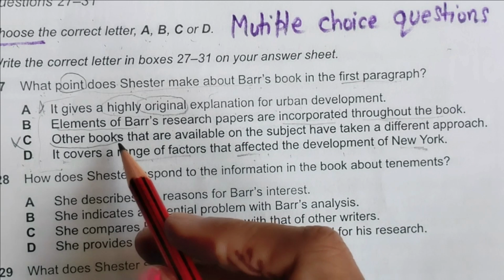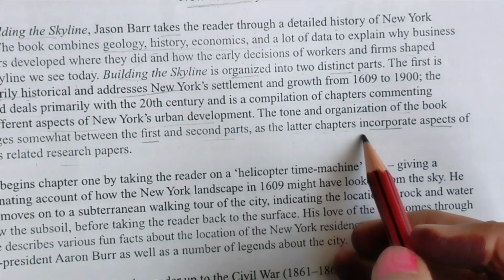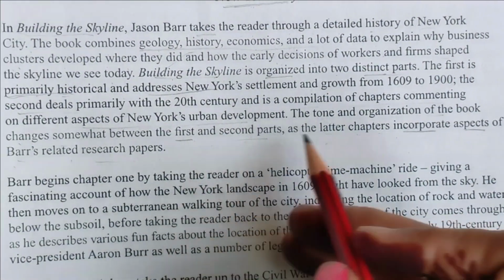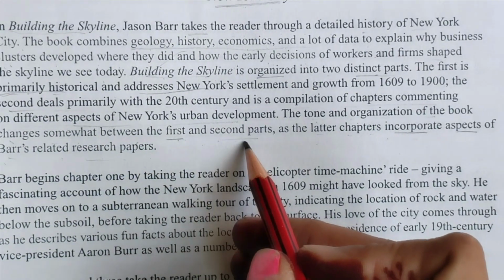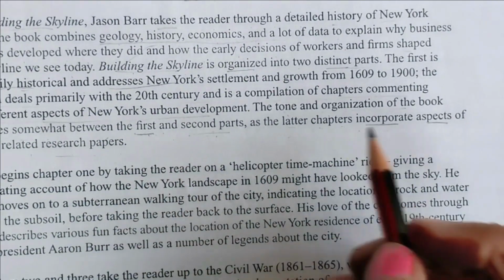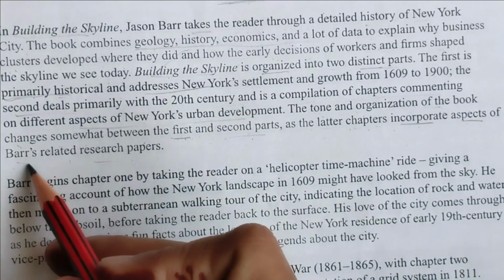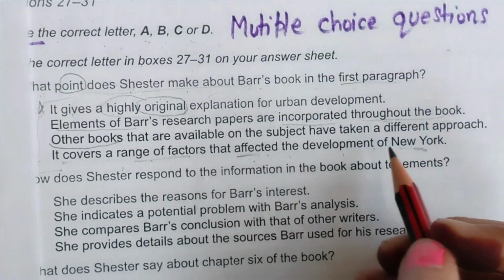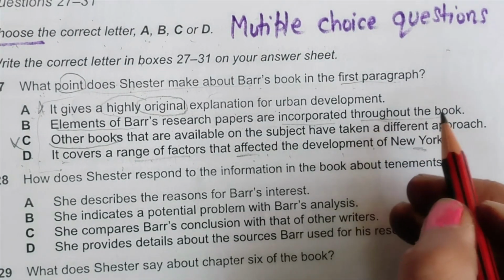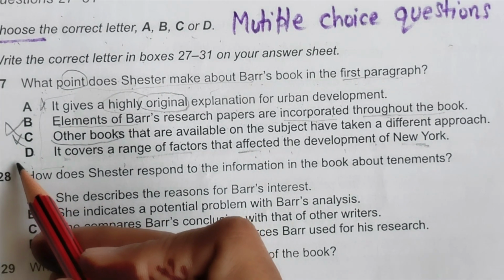Okay, let's find it, because this line I have read at the end of this paragraph. The tone and organization of the book changes somewhat between the first and second parts, and the later chapters incorporate aspects of Burr's related research papers. Later chapters. So here he is not saying throughout the book, so it means B is out of the options. So we are left only with D.